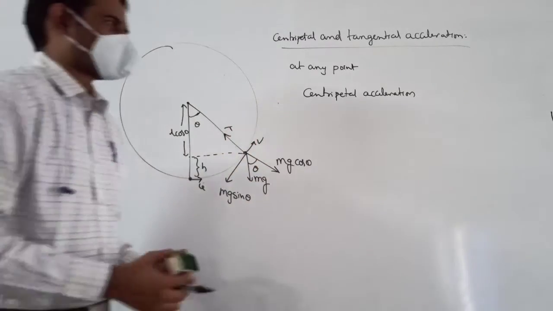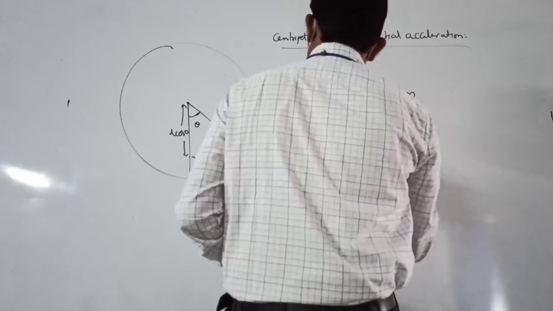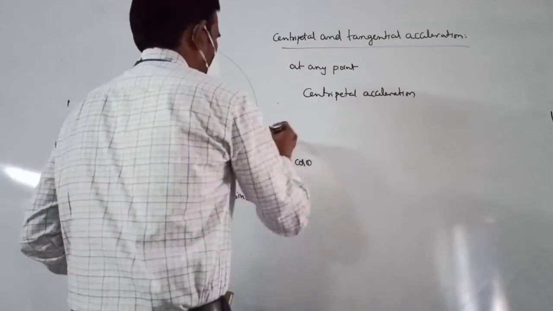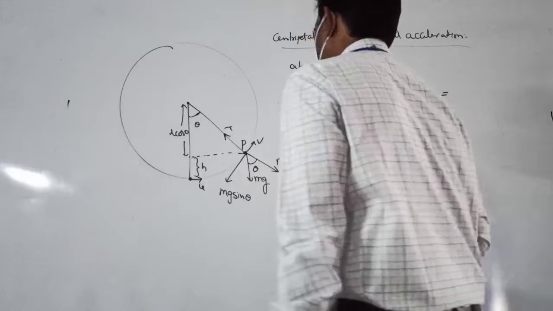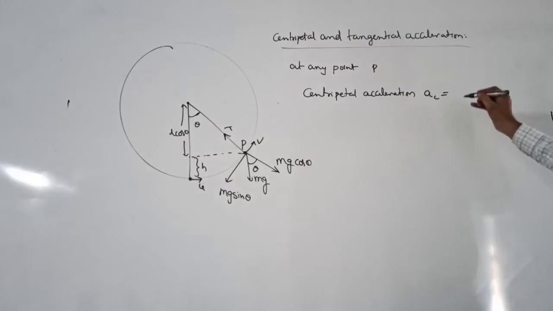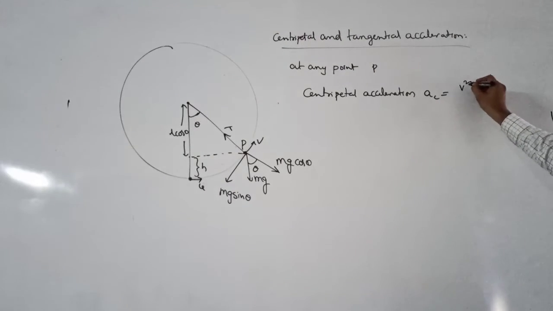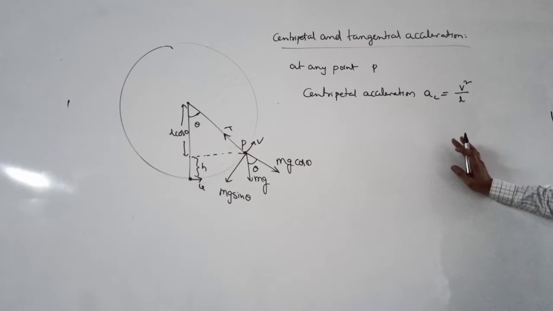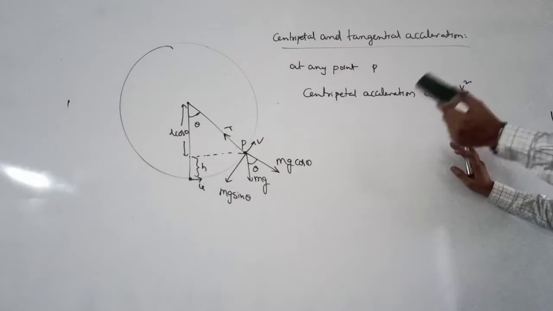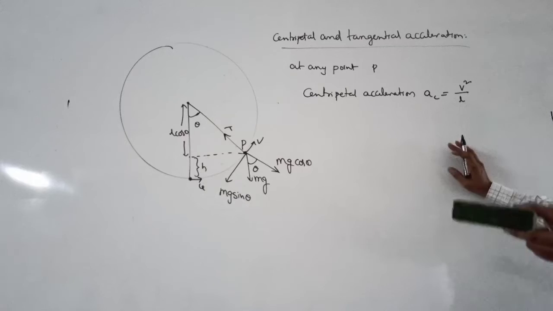So the centripetal acceleration at that point we need to write as v square by L. So centripetal acceleration formula, v square by R. Now the v value at that point we need to calculate by using conservation of energy. So if any numerical is there, you can calculate that v value just by using conservation of energy.